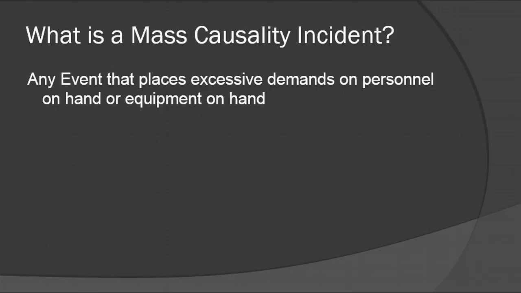What is a mass casualty incident? Well, a mass casualty incident really is any event that places excessive demands on personnel or equipment that's on hand. So this could be anything. Some particular jurisdictions will define mass casualty incidents as having over a certain number of patients. And for local protocol, again, it may vary. But in all reality, what happens with a mass casualty incident is that it taxes the system. So we have to find a way to manage these situations that's as effective as possible.